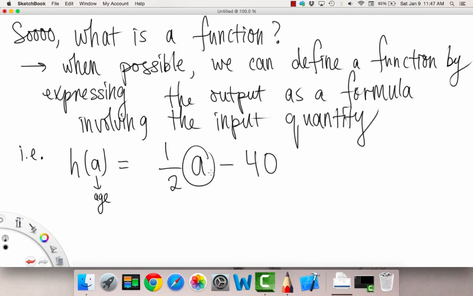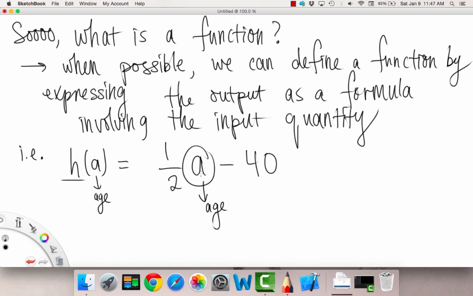So when you plug in a certain age, this is our age again, because we see that same a, right? That's the same variable here. Then all you have to do is divide by 2 and subtract 40 from it to get what the height should be in, I don't know, inches or meters or whatever. Okay? So this is just an example of an explicit formula.